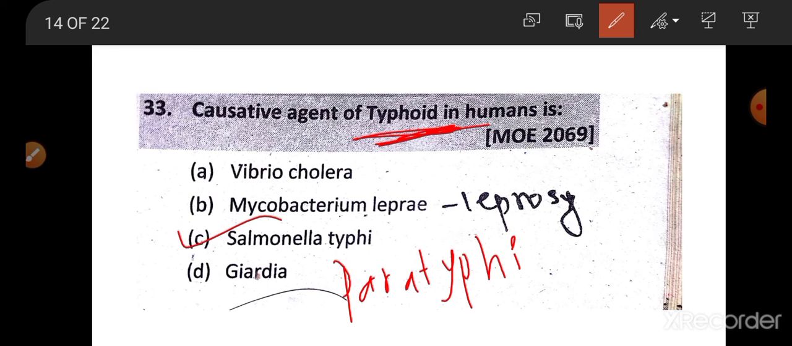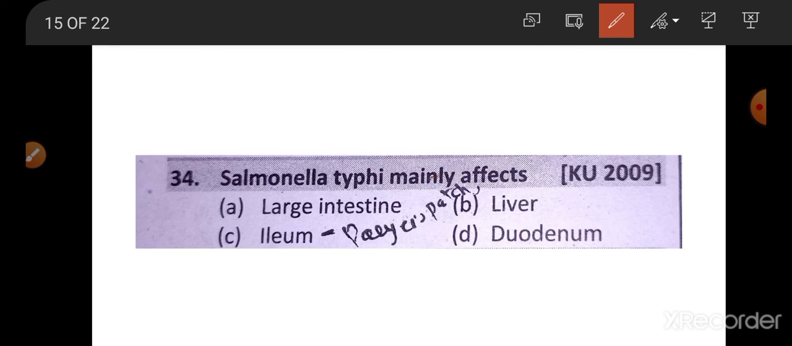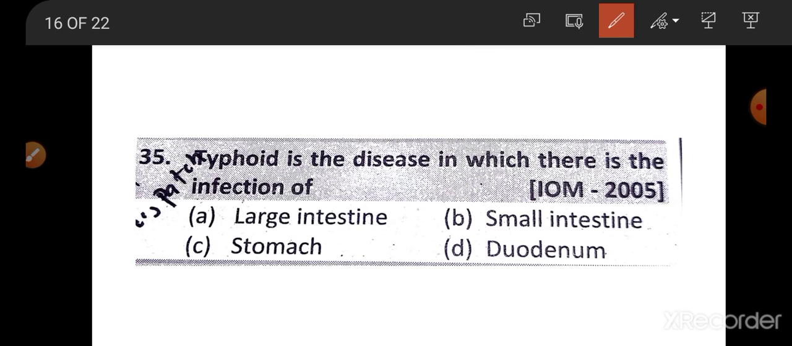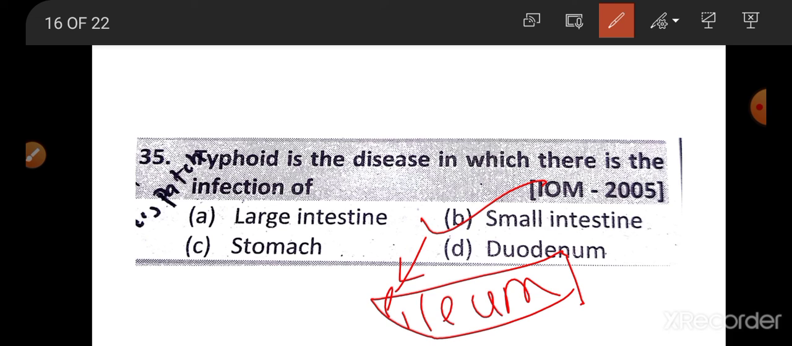Salmonella paratyphi. 34. Salmonella typhi mainly affects, which is typhoid. It affects small intestine, ileum. In ileum, there is lymphoid tissue known as Peyer's patches, in which typhoid mostly affects. So answer is ileum. 35. Typhoid is the disease in which there is infection of small intestine, ileum. Also specific is Peyer's patches.